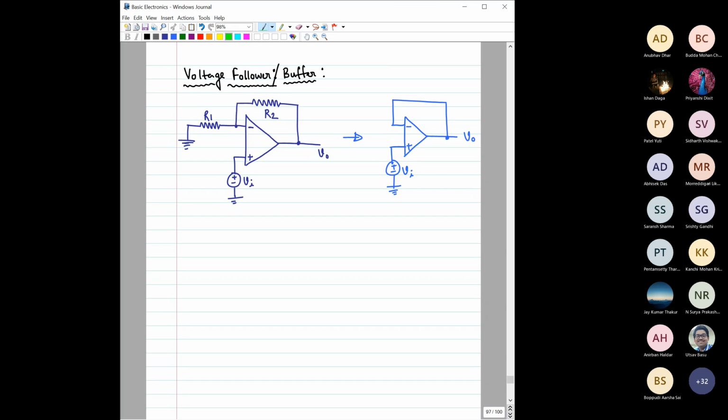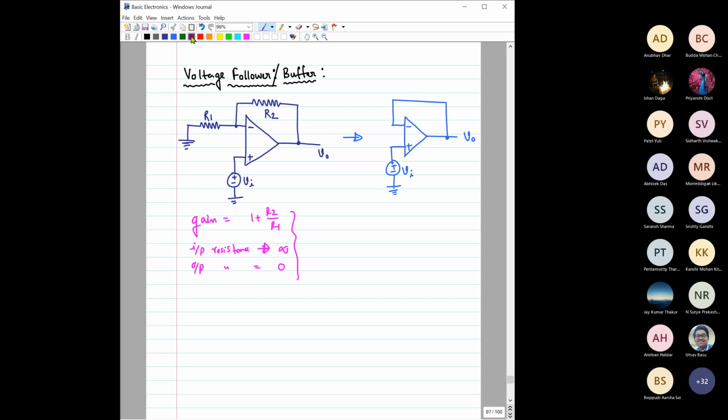So this is the circuit that we have discussed just now. I have copied this exact circuit. So it is R2, R1, and VI is the input here. So what are the things that we have seen from here? Gain is equal to 1 plus R2 by R1. Input resistance is infinite. Output resistance is 0.